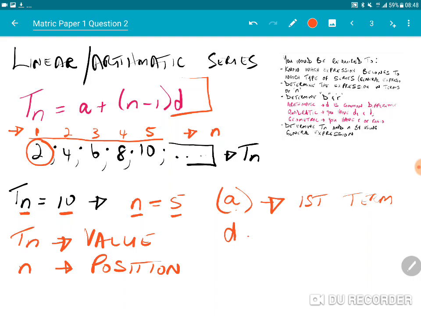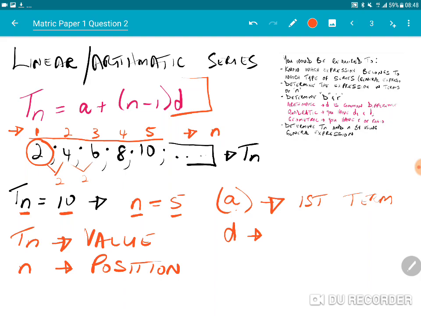D is the common difference between the series. In a linear or arithmetic series, the difference would always be the same. The difference between 4 minus 2 is 2, 6 minus 4 is 2. So the common difference would always be the same.